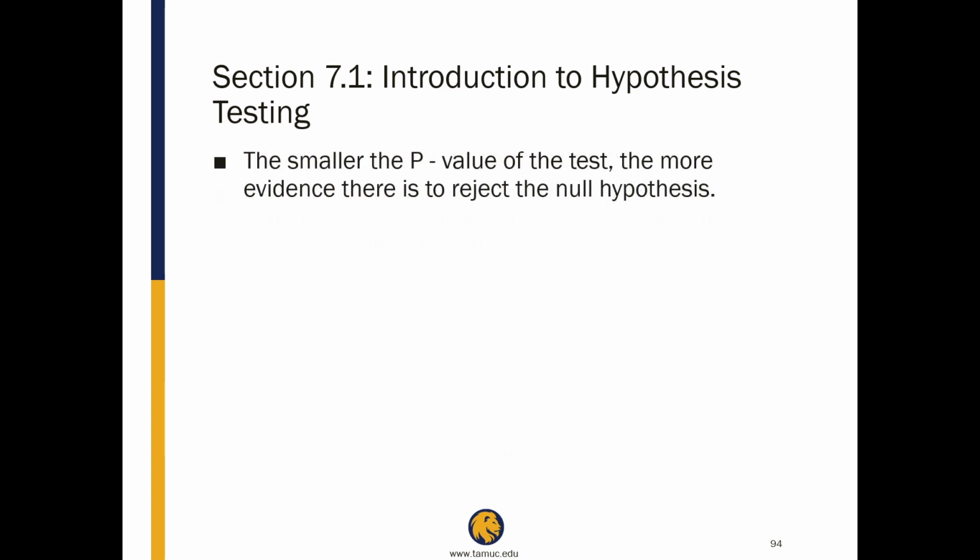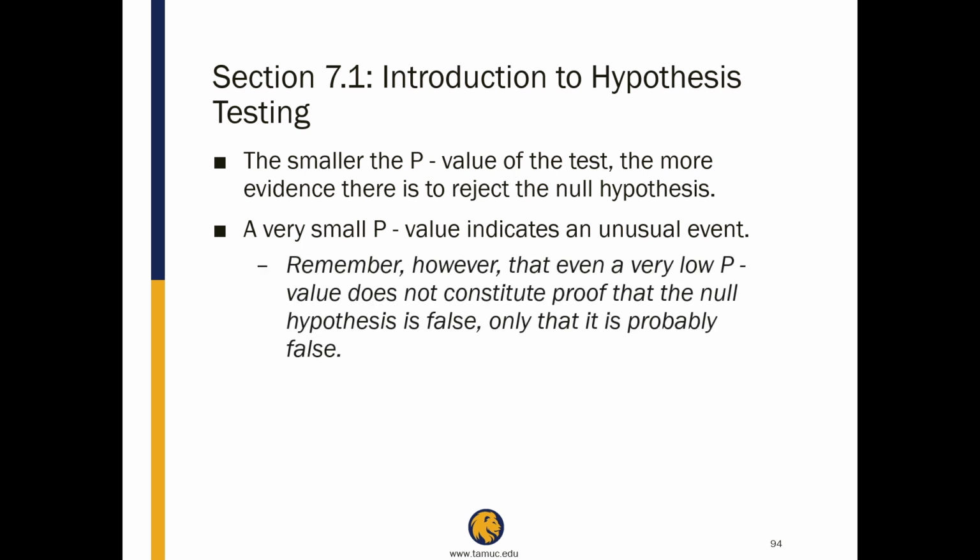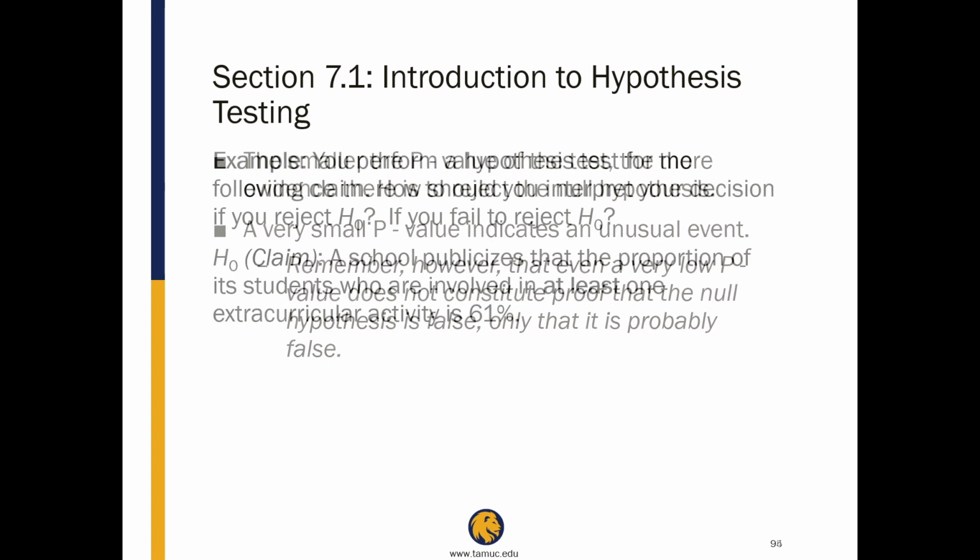So the smaller the p-value, the more evidence there is to reject the null hypothesis. A very small p-value indicates an unusual event under the assumption of the null hypothesis. Remember, however, that even a very low p-value does not directly constitute proof that the null hypothesis is false, only that it is probably false. We're speaking in terms of probabilities here, not 100% likelihood. Just very high confidence levels, let's say.